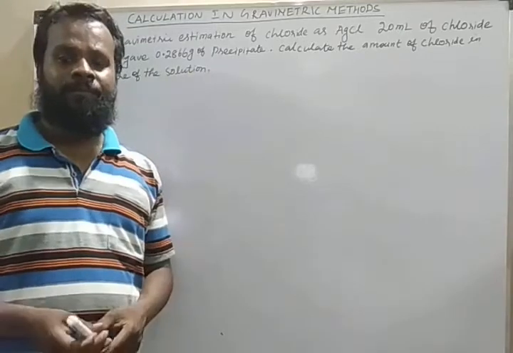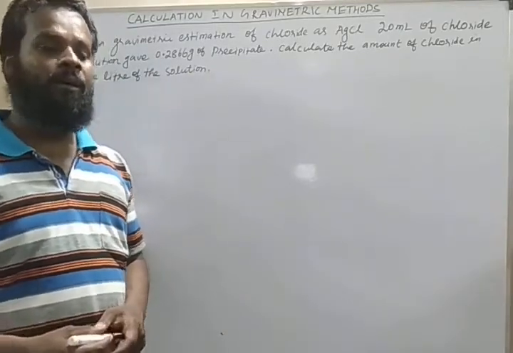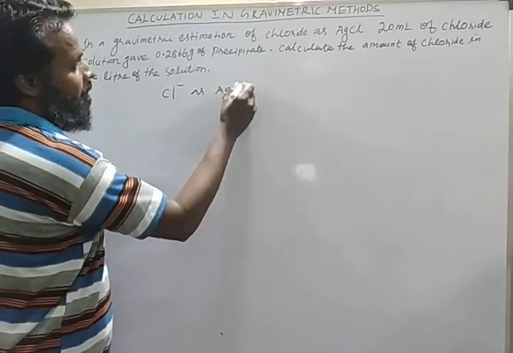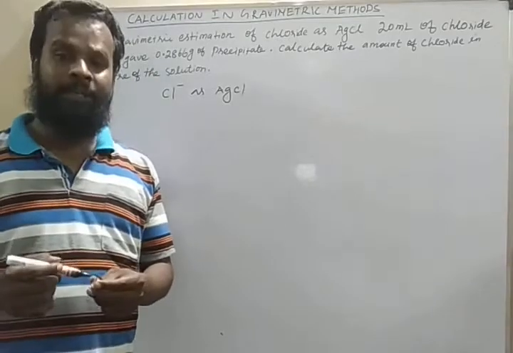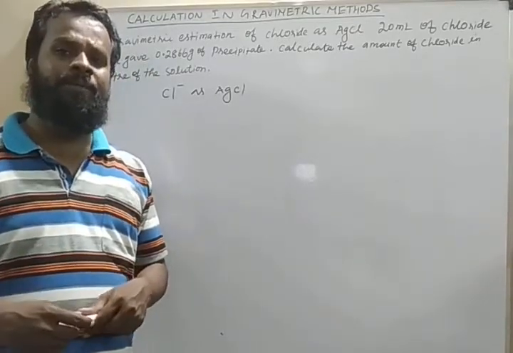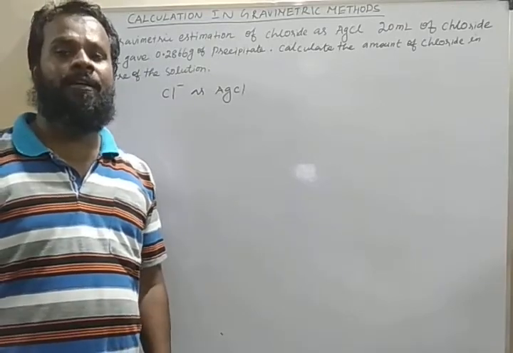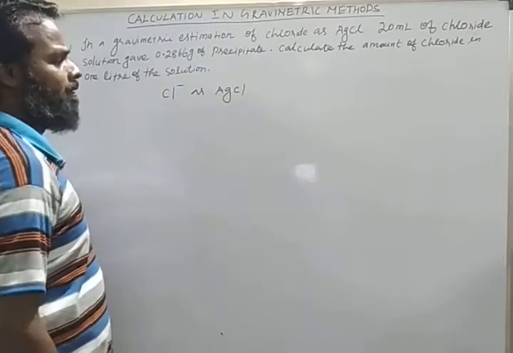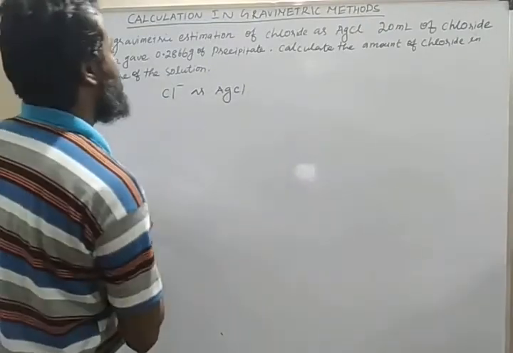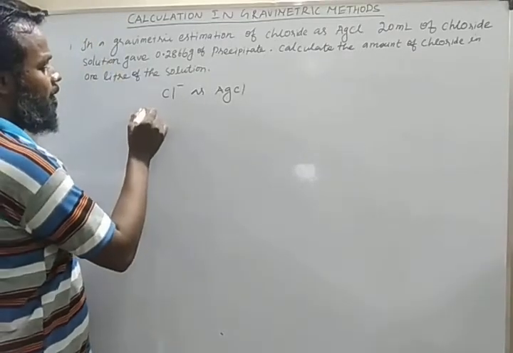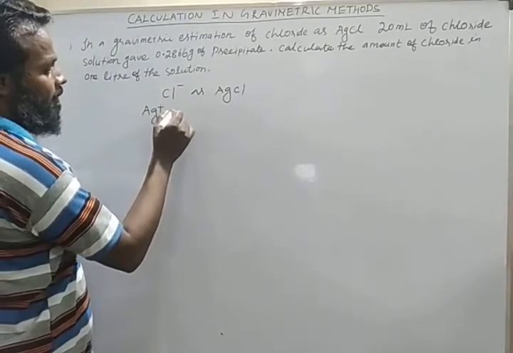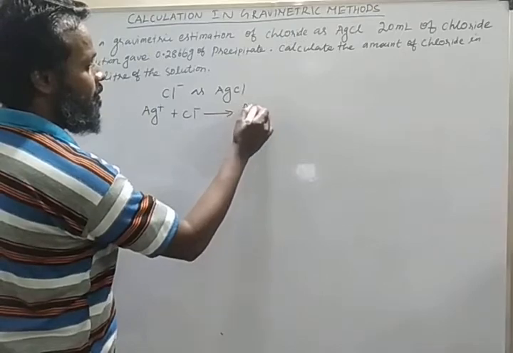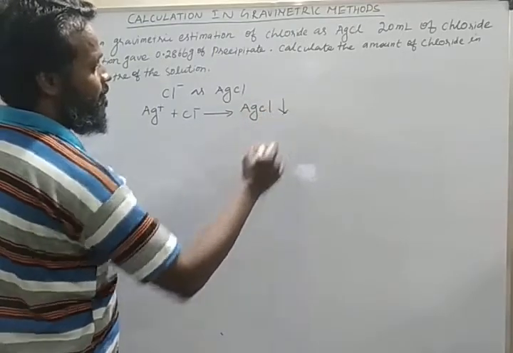In this problem, they are given the estimation of chloride as silver chloride, which means I am precipitating chloride as silver chloride. In this, we have the equation: Ag plus combined with chloride in the estimation gives silver chloride precipitate.